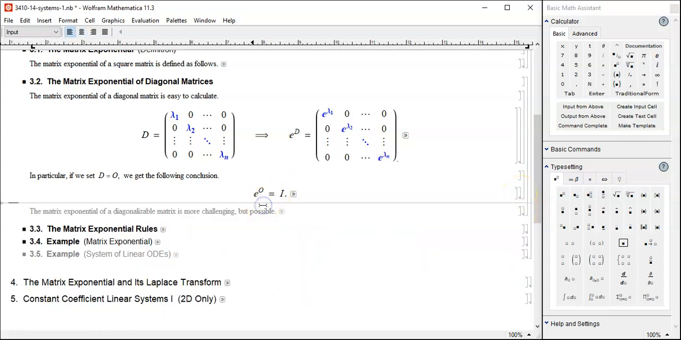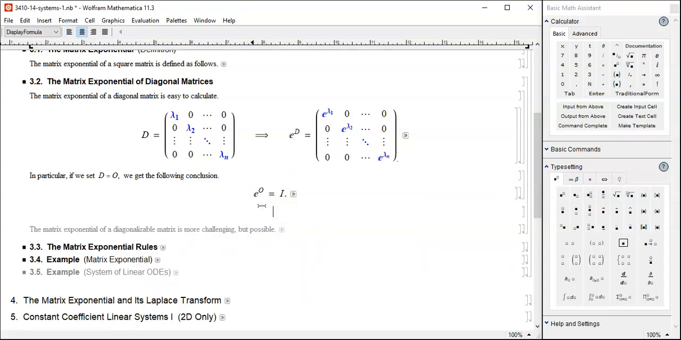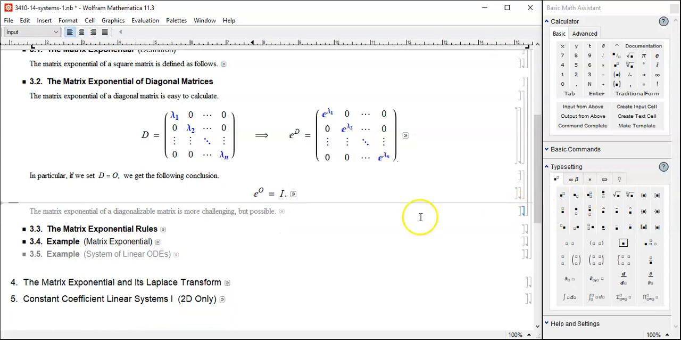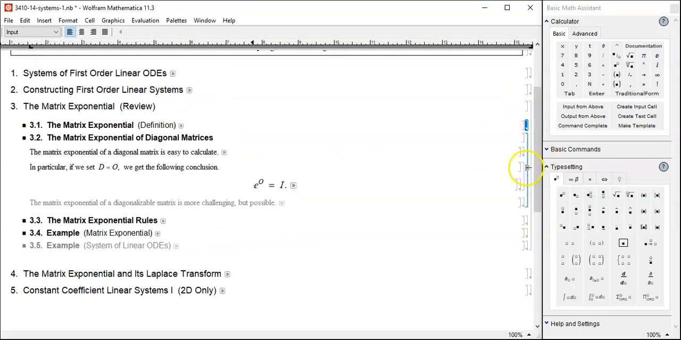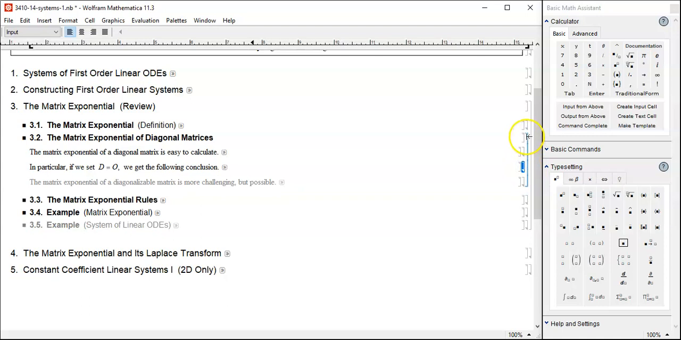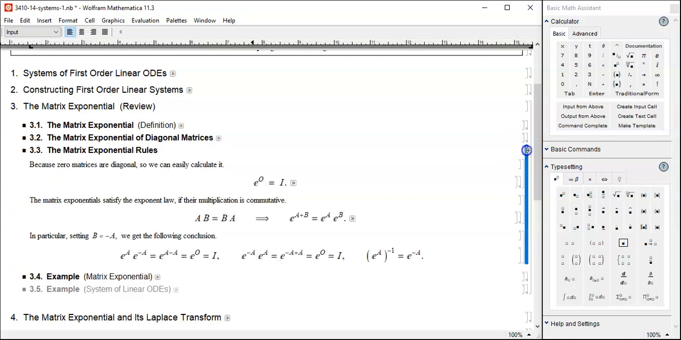And please make this connection. E to the 0 power is 1 for real number arithmetic. And this is the corresponding identity for matrix multiplication, the matrix exponential. Okay, that was the simplest case, and then here are some more rules. And this one we just talked about.